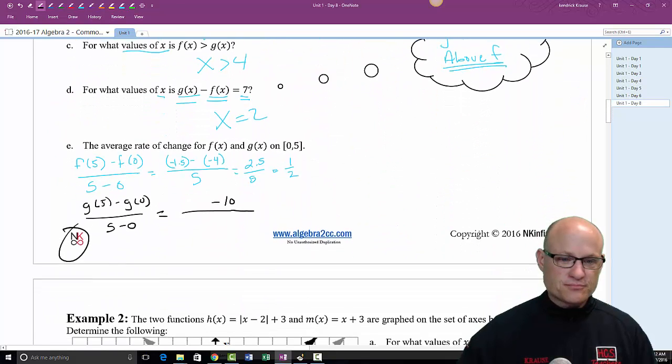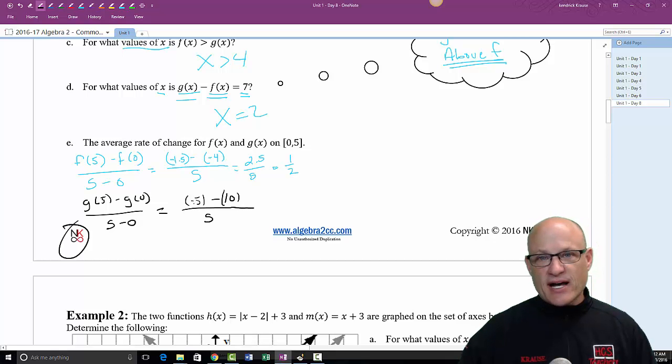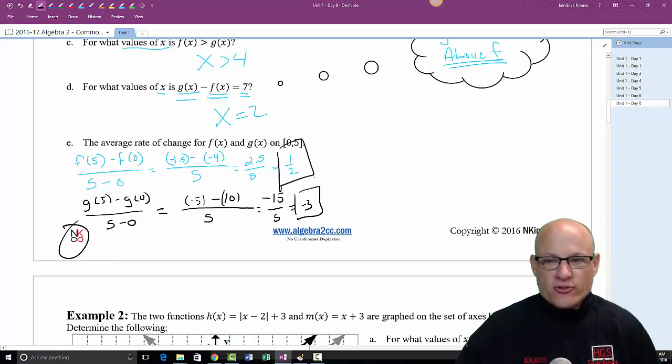Negative 5. Oh, I didn't use parentheses. Negative 5 all over 5 minus 0, which is just 5. So this is negative 5 minus 10, which is negative 15, all over 5, which is negative 3. So the average rate of change for a linear function is always just going to be the slope.